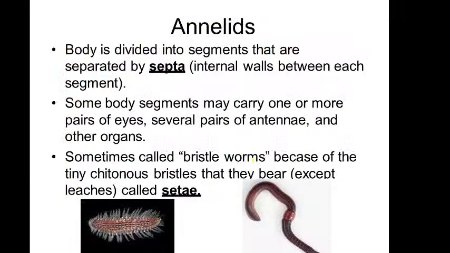So these are our annelids which have setae present all over, and they have septa. Their body is divided into segments that are separated by septa. Some body segments may carry one or more pairs of eyes, several pairs of antennae, and other organs. They are sometimes called bristleworms because of the tiny chitinous bristles that they bear. They are called setae.